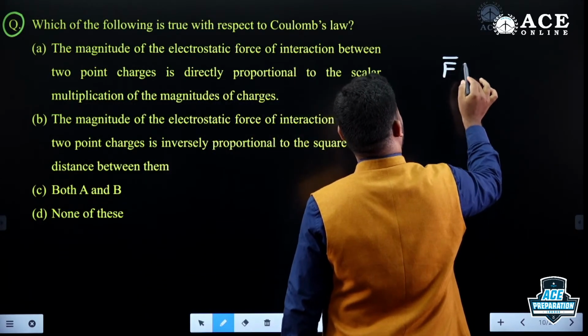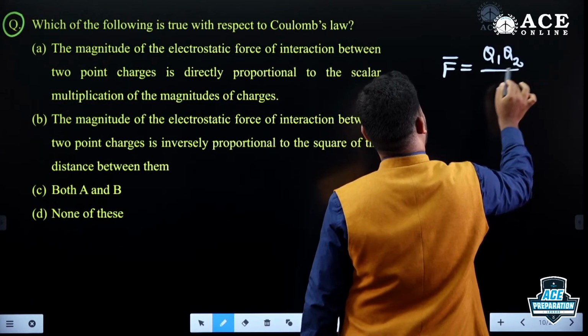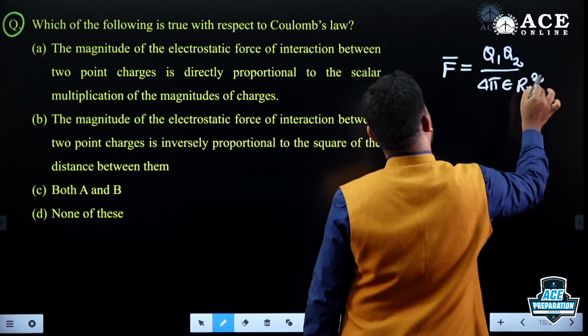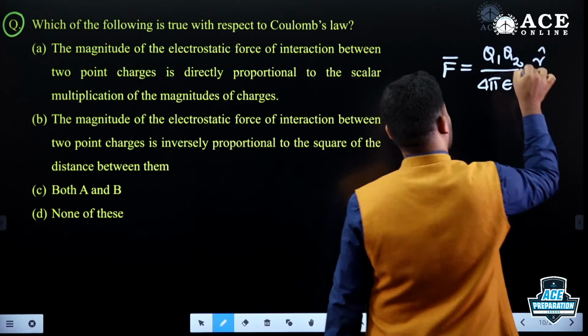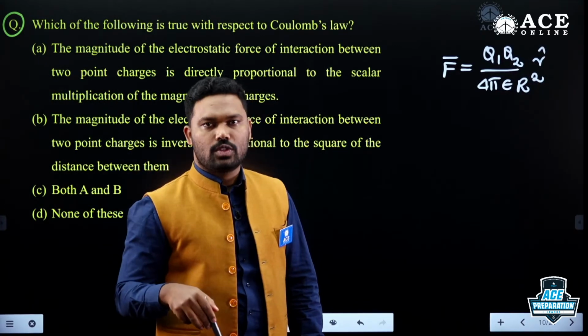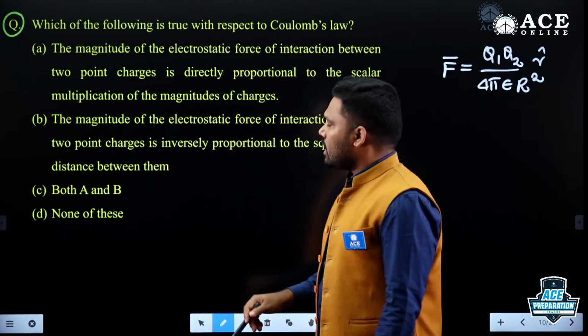Magnitude of the force, or vector F, is equal to Q1 Q2 divided by 4 pi epsilon r square into r cap. This is the law. For the mathematical convenience, you can write it as a vector by its magnitude cube. That is not the law. That is only for the mathematical convenience. Now read out the statements here.